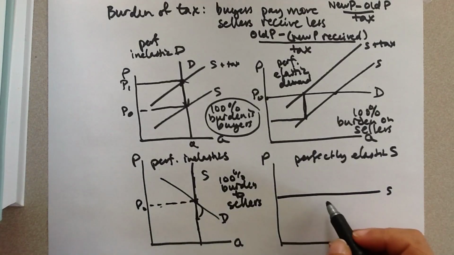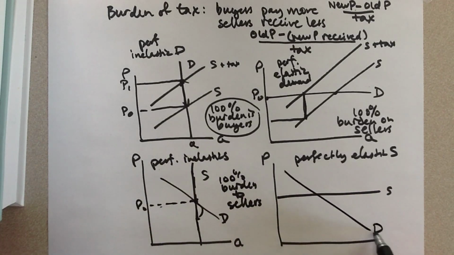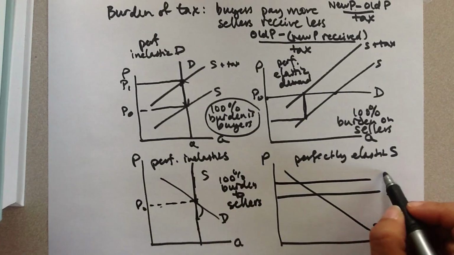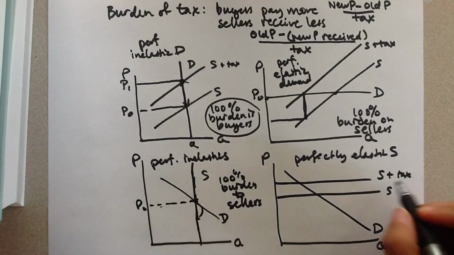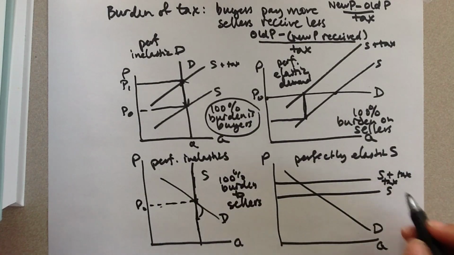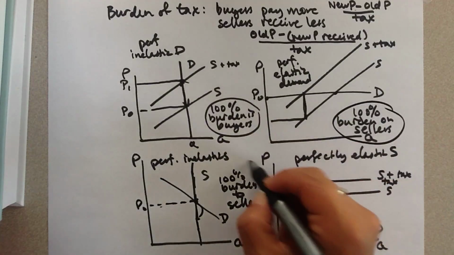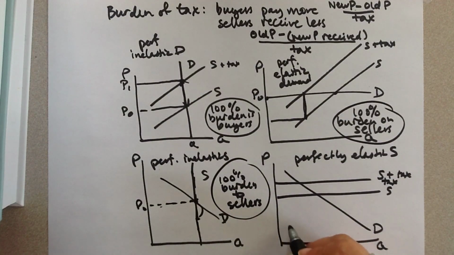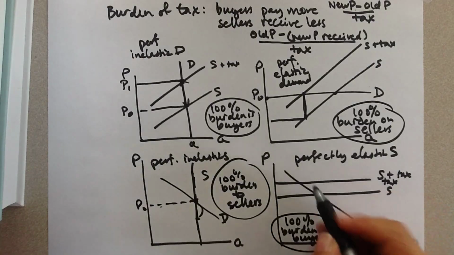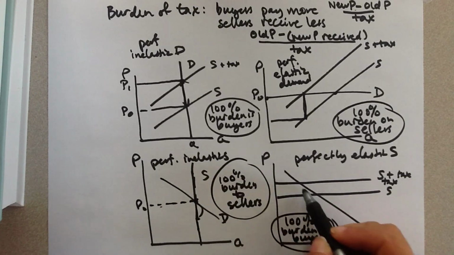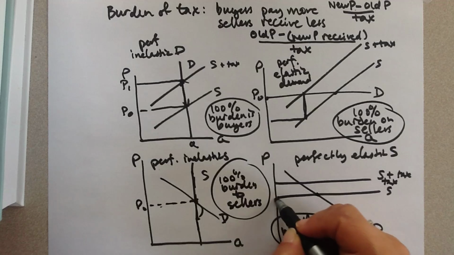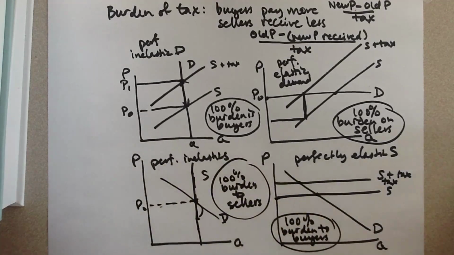An elastic supply with demand, this is the case where, plus tax, it's 100% of the burden to the buyers. Okay, so the buyers are paying, the new price is different from the old price by the entire amount of the tax. It's not shared at all. The buyers are paying that whole difference. So what's going on here?